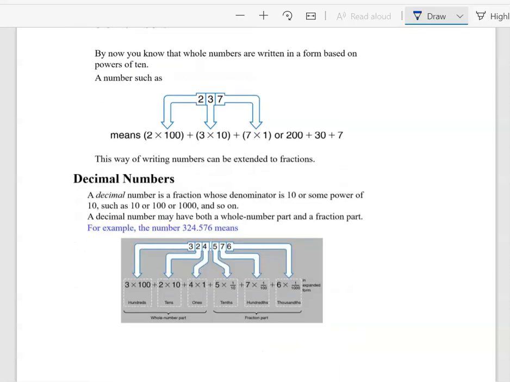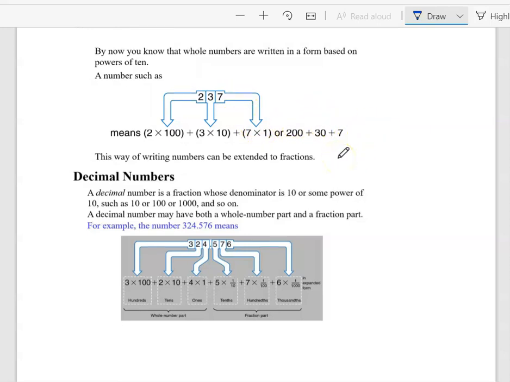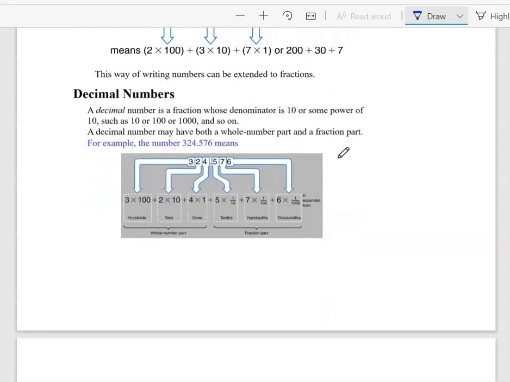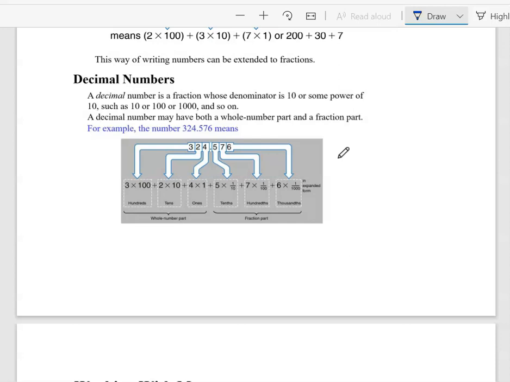So by now, you know that whole numbers are written in a form based on powers of 10. So 237 means you have 2 times 100, because you've got 2 100s, you've got 3 10s, and then you've got 7 1s, or 200 plus 30 plus 7. Well, a decimal number is a fraction whose denominator is 10 or some power of 10, such as 10 or 100 or 1000, and so on. A decimal number may have both a whole number part and a fraction part.